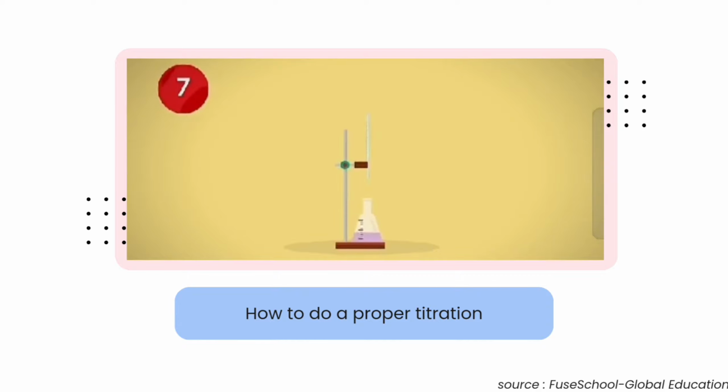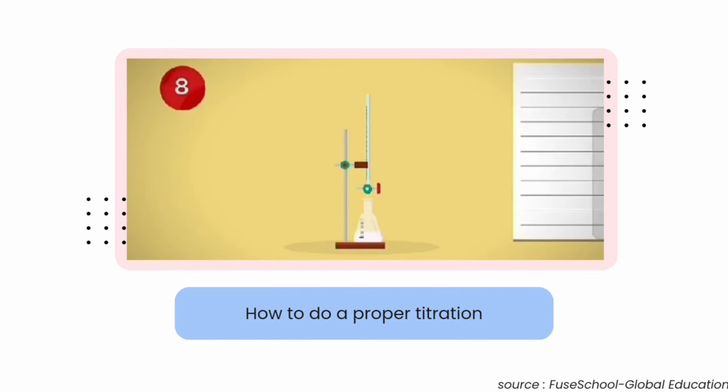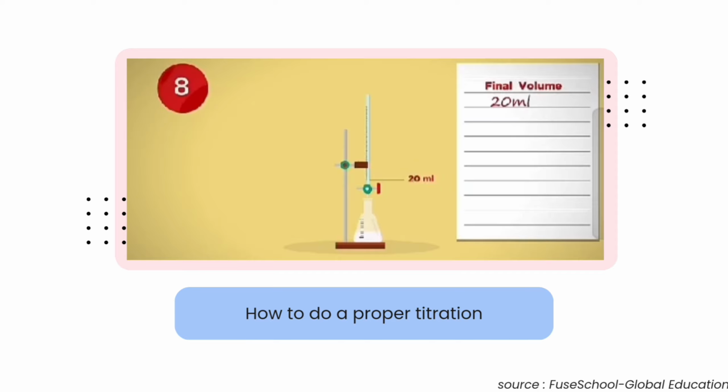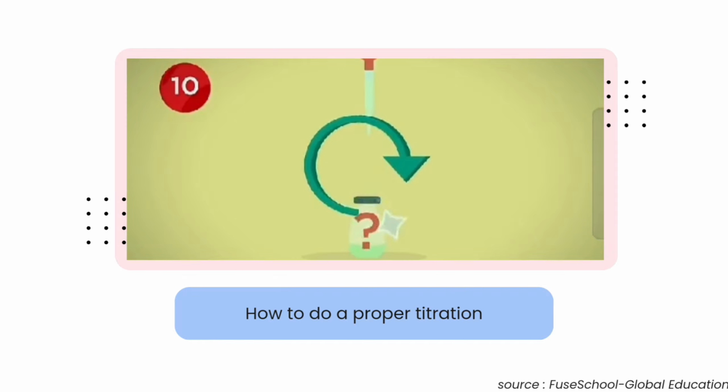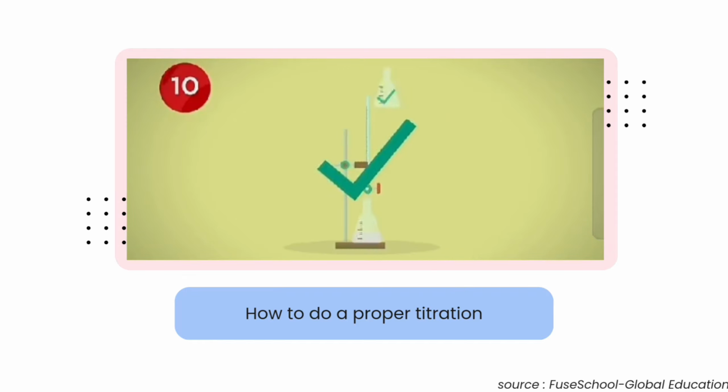7. Stop adding when the reaction is complete. The endpoint is reached. This is where an indicator may help because there would be an appropriate color change. 8. Record the final volume. 9. Subtract the initial volume from the final reading. This gives you the volume of the solution added. This volume is called the titer. 10. For an accurate experiment, you should repeat this experiment a few times until you get consistent values for the titer.